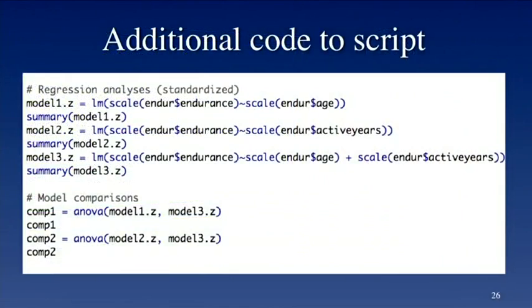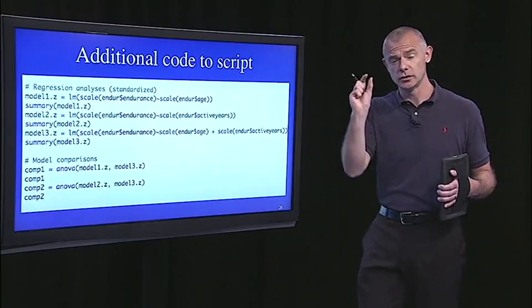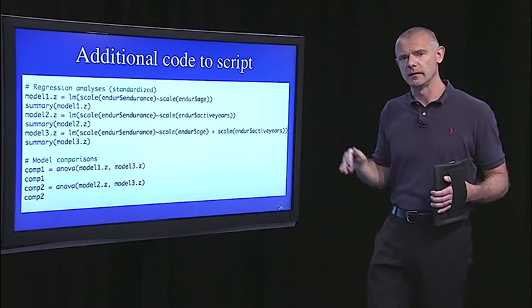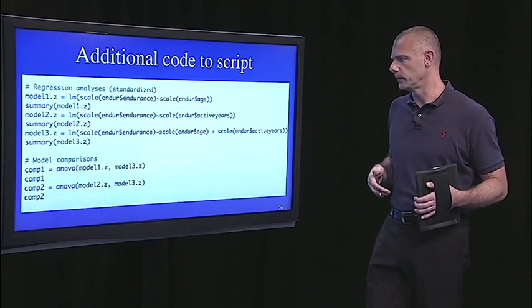And the way I noted that in my code is, remember from the last segment, I just had model 1, model 2, model 3. Now I just put a z on those to signify that these are standardized. So I have model 1.z, model 2.z, model 3.z. And again, they're the same models that we ran last time, just two simple regressions, and then model 3 is the multiple regression with both predictors in there.